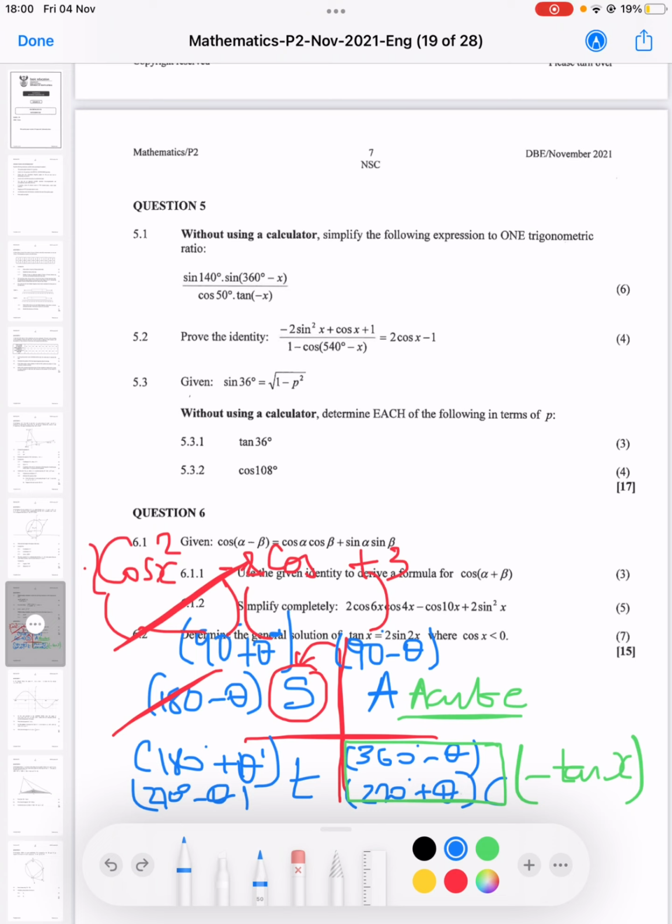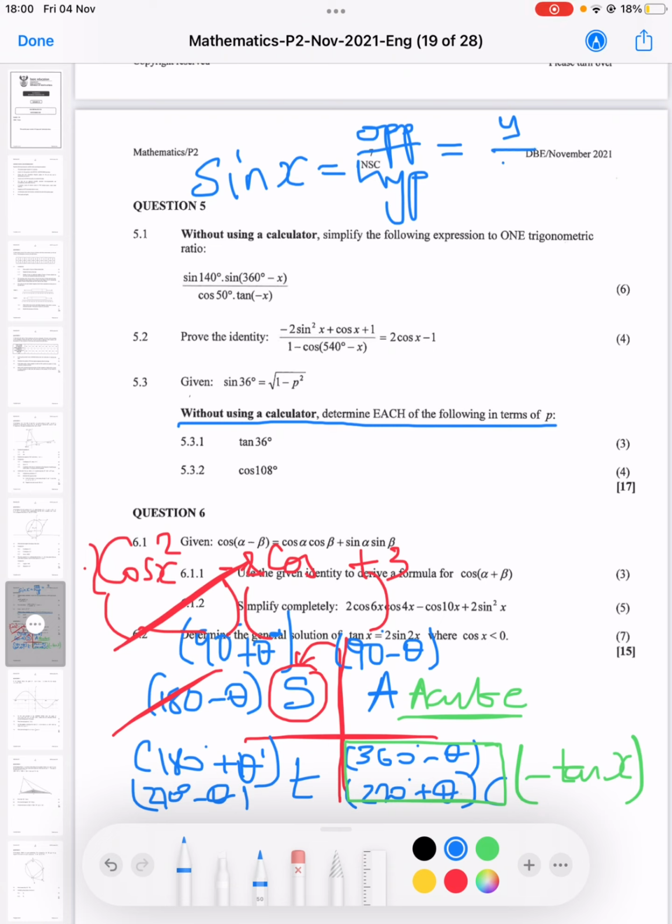So, most importantly, you read that which says, without using a calculator, determine each of the following in terms of P. So, this is where you need to remember that the trig ratio for sine, let's say an angle sine, is equal to opposite over hypotenuse. And in this section, you have your opposite being represented by y, and then r representing your hypotenuse.